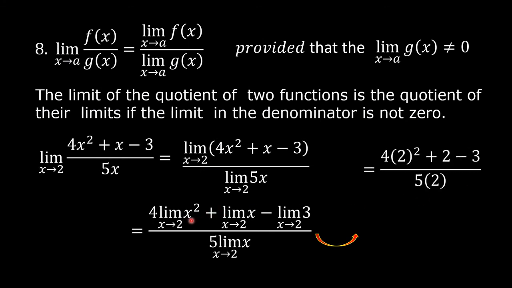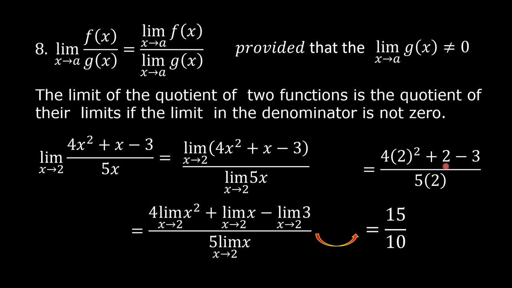So this is 4 times, replace x by 2. So that will become 2 squared. And then replace x by 2. So 2, the limit of 3, this is constant, is 3. And then replace x by 2. So 5 times 2. So we have 15 over 10 because 4 times 4 is 16.